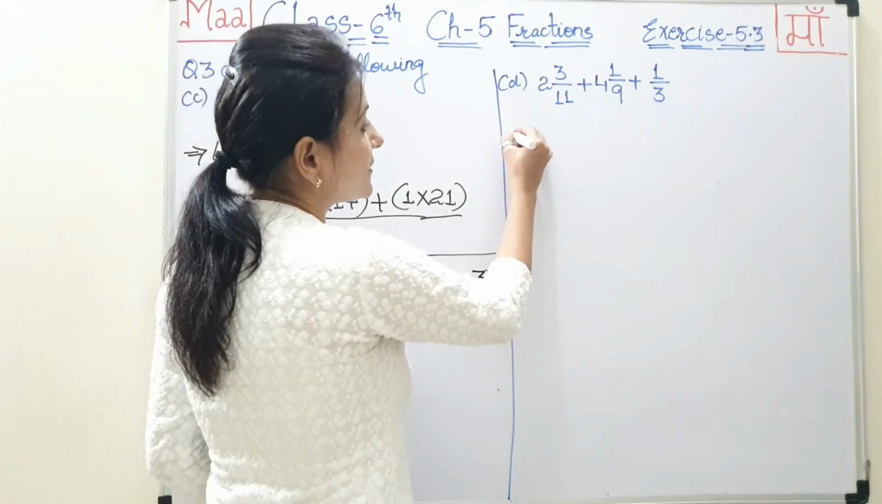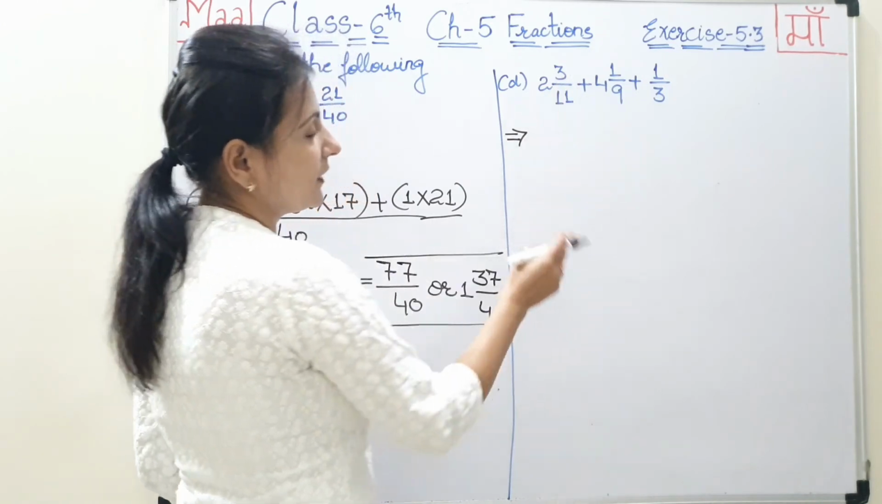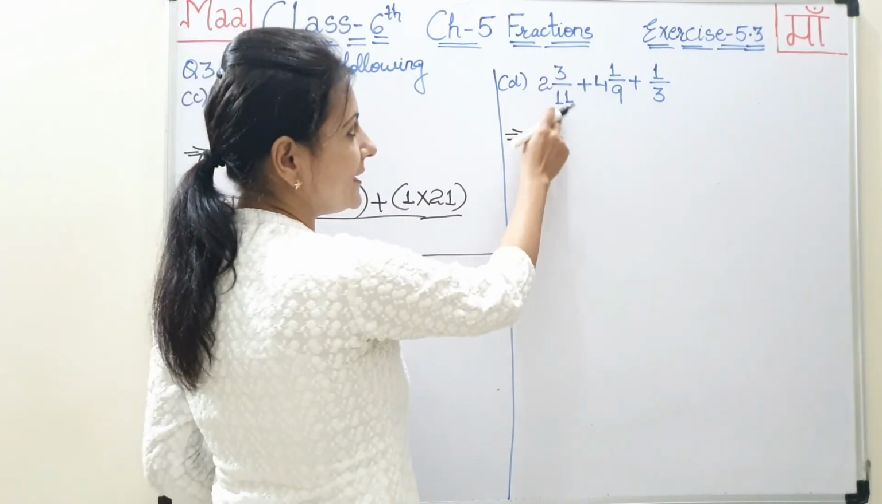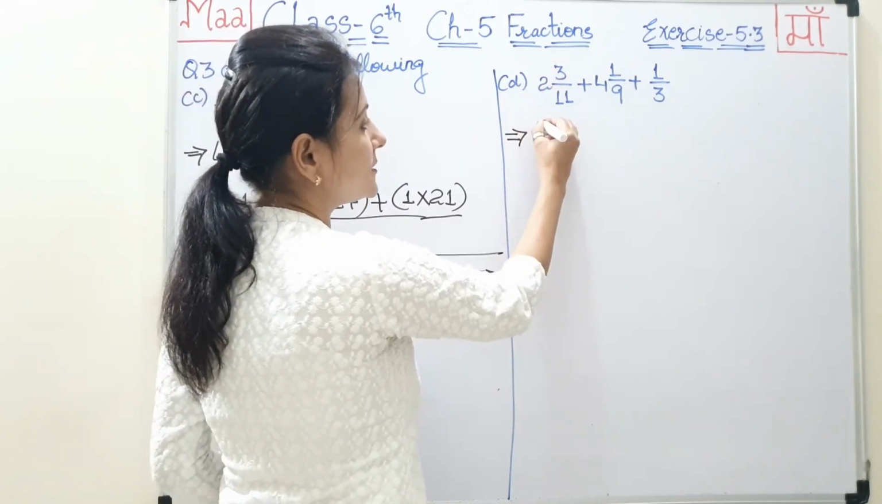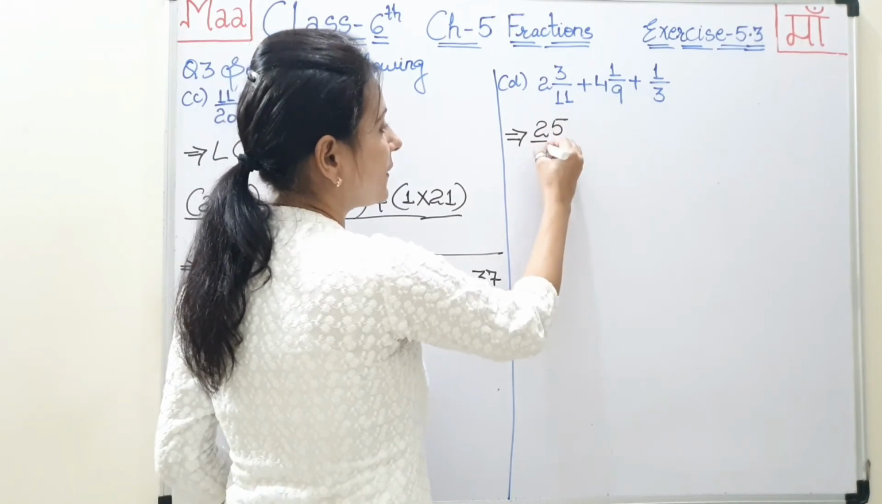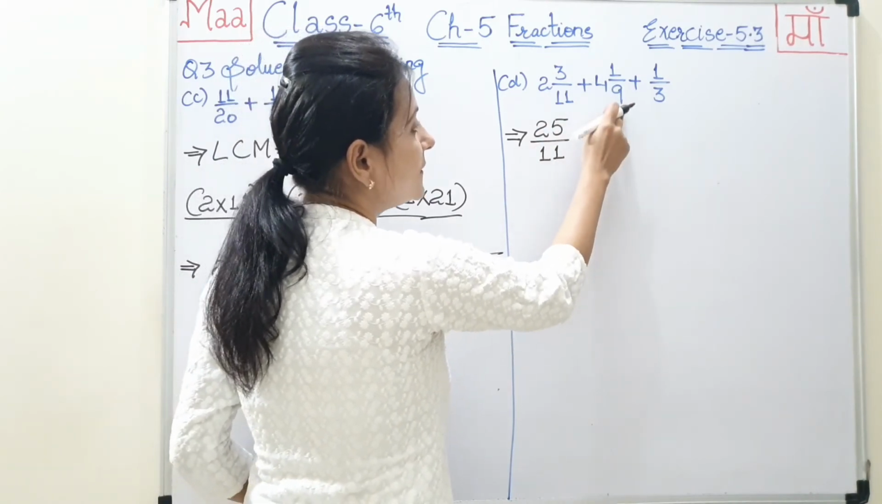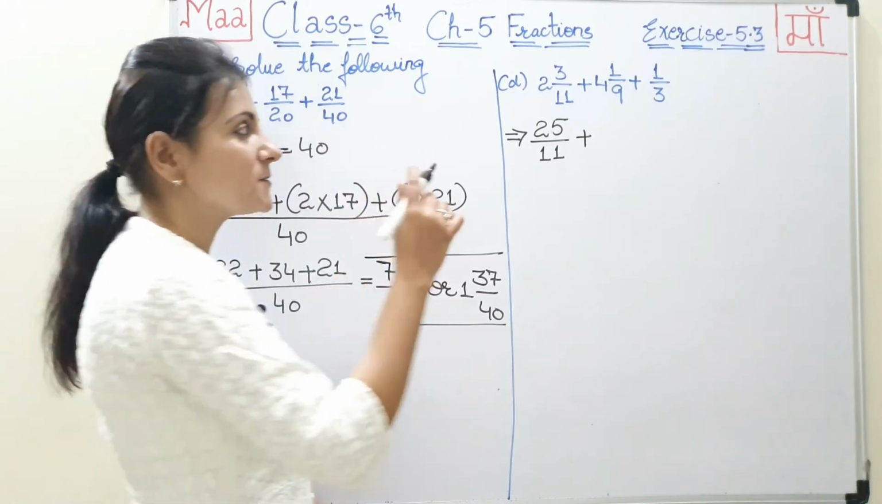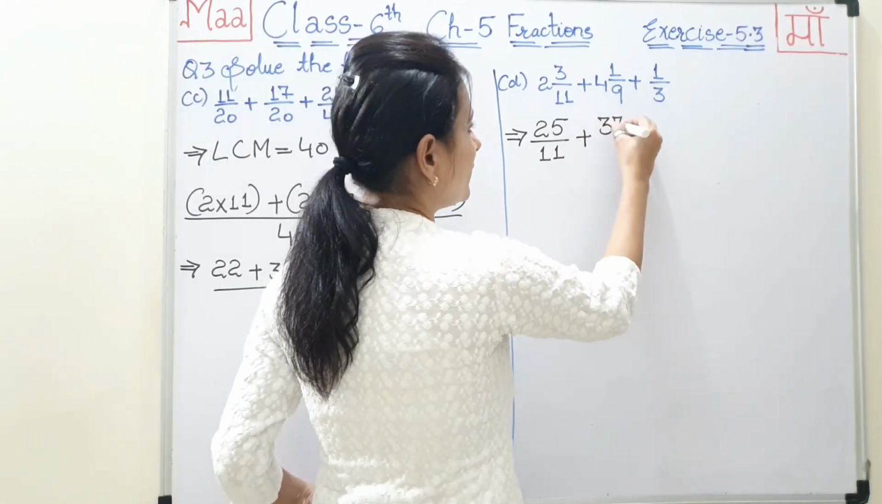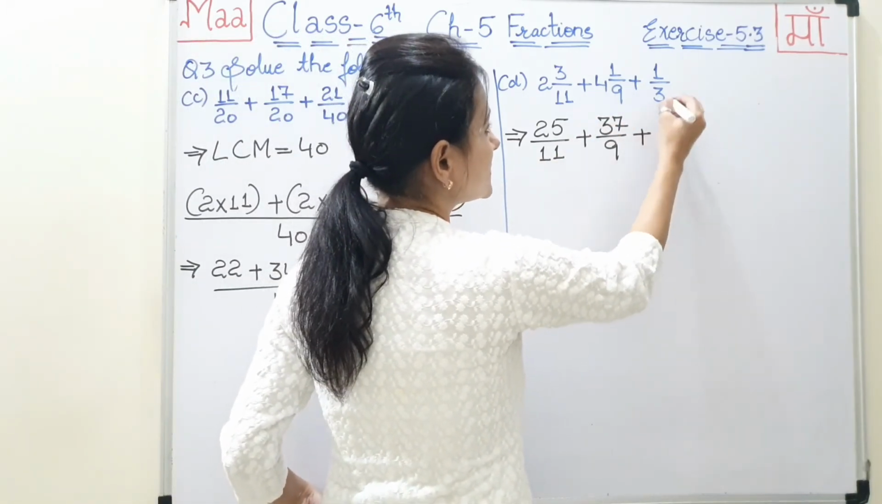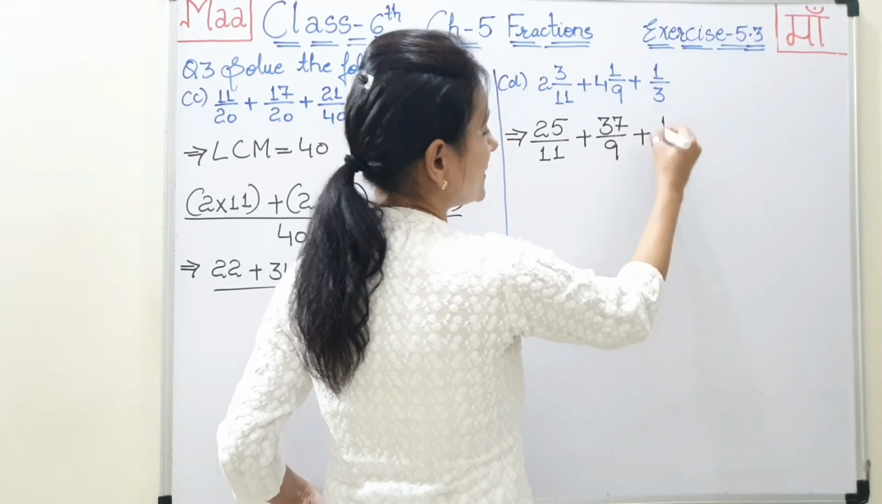Now it is given in the mixed fraction. It is in mixed fraction, so we will convert it into improper. 11 2s are 22 plus 3 is equals to 25 upon 11, plus 9 4s is 36 plus 1 is equals to 37 upon 9, plus 1 upon 3 will come as it is.